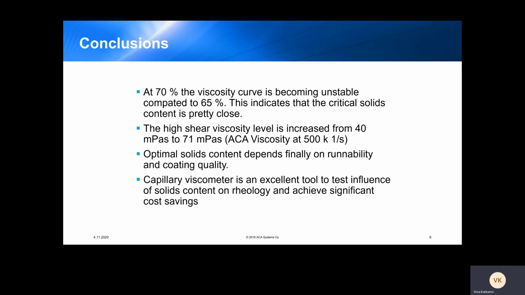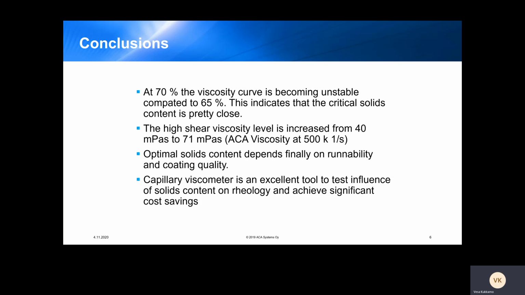And the optimal solids content depends finally on the runnability and coating quality. So we see now indications that the rheology is becoming more challenging with the 70% solids content, but we need to correlate this data with the actual runnability and quality of the coating in order to set the real limit of the solids content.